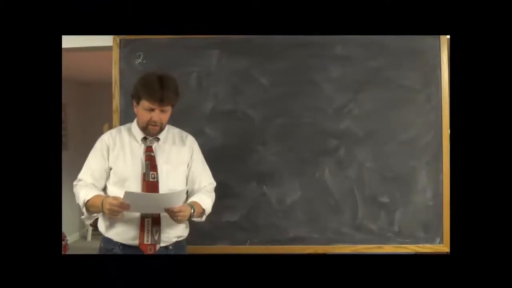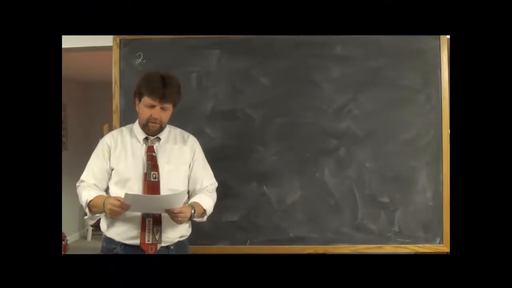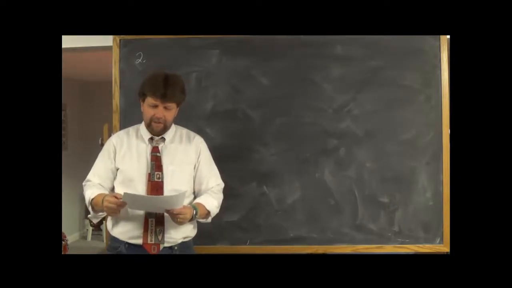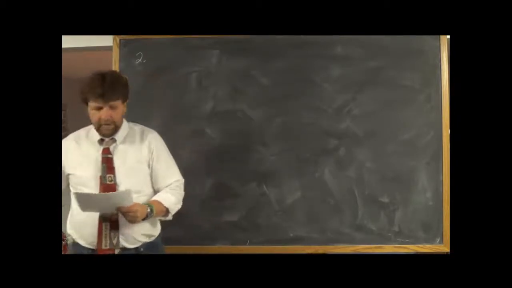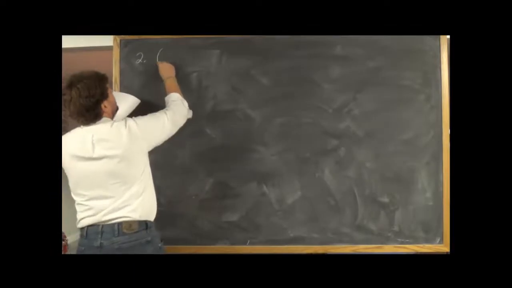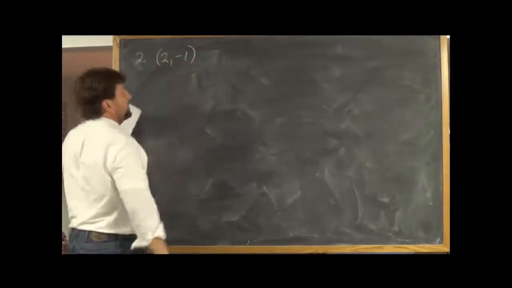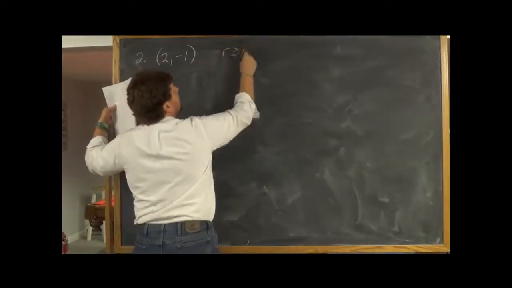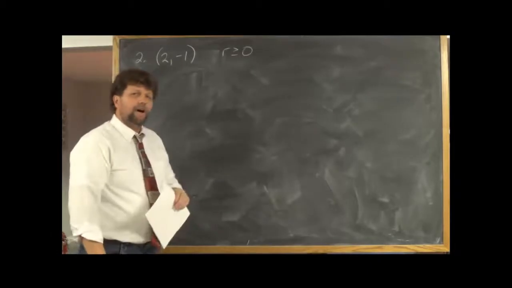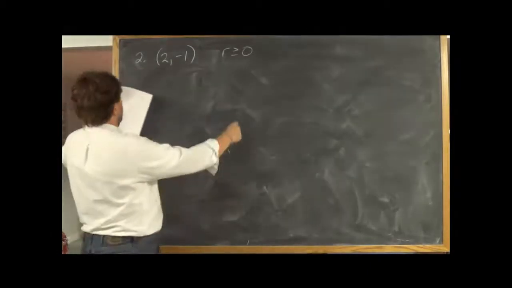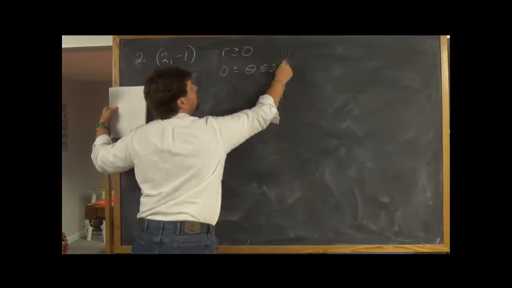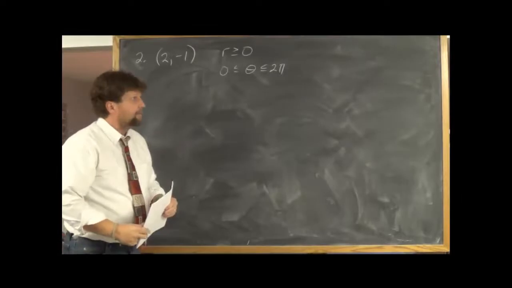All right, hey, here in number 2, you were asked to convert a point to polar coordinates, and you were told that r has to be greater than or equal to 0, and the angle theta has to be between 0 and 2 pi. So you were asked to convert the point (2, negative 1) to polar coordinates. And let me write down again that the directed distance r is greater than or equal to 0, and you were told that the directed angle is between 0 and 2 pi.